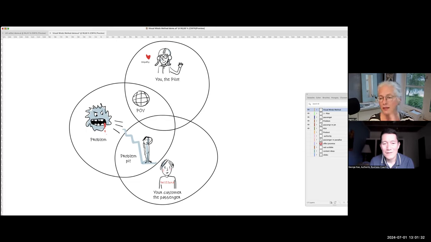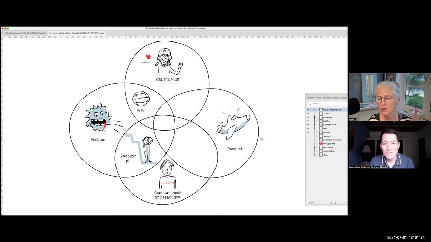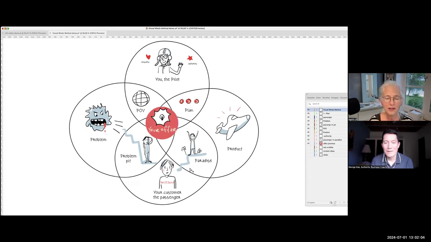But that is not enough because we also need a product. So you need to have a method, a course or something, an offer, and a plan. This is again the 1-2-3 plan, and this is your authority. So this is the empathy side, and this is the authority side, because then you help your customer into paradise.